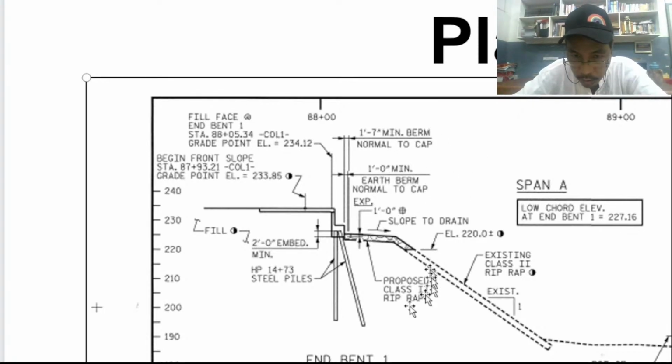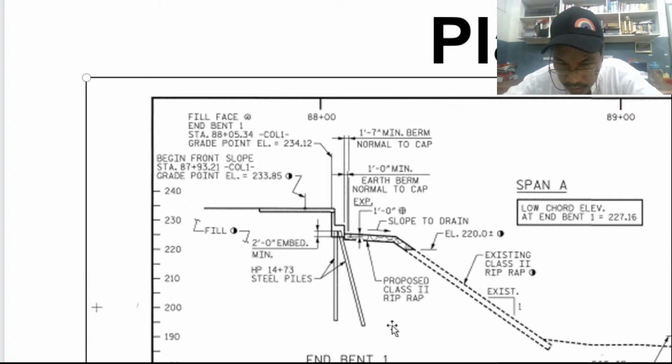So what's next? We have 1 foot 0. What is that circle? I think that is the symbol for riprap, no? Starting of the riprap 1.0. Okay, so that is, I think, the symbol for riprap.